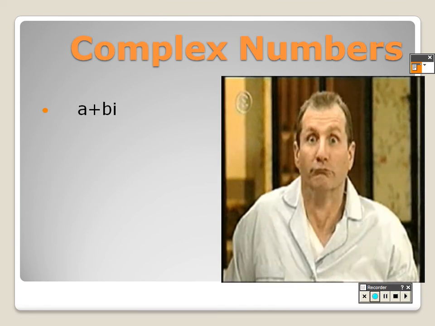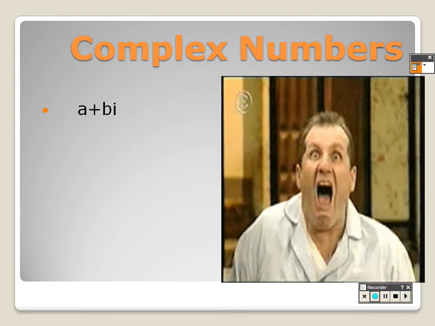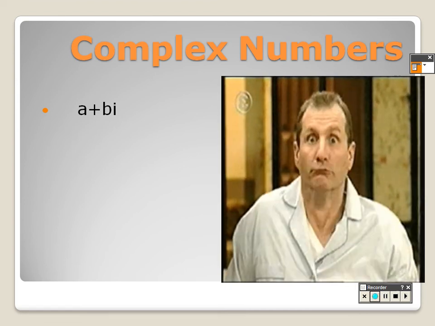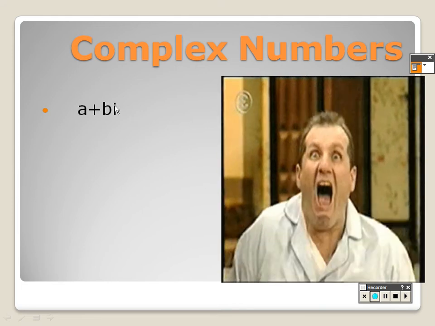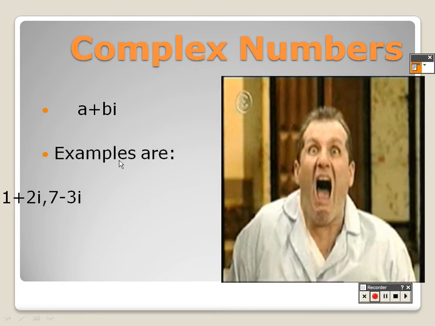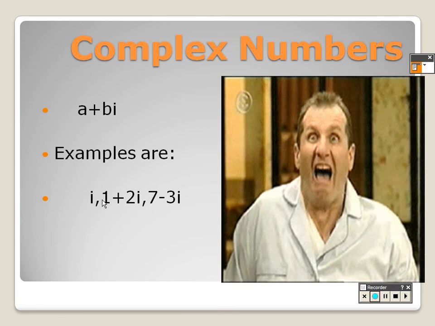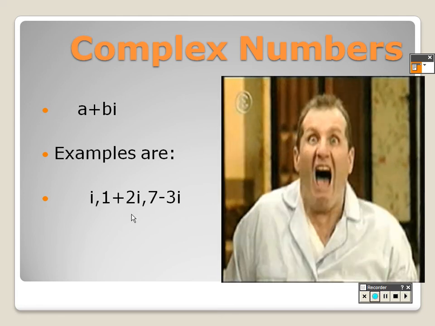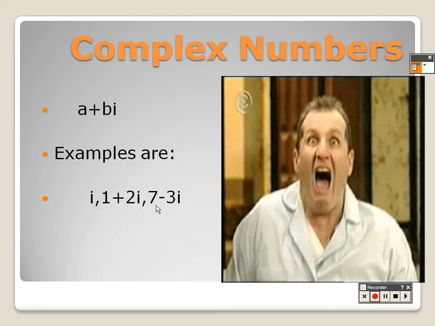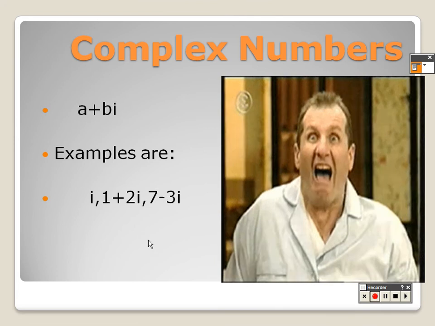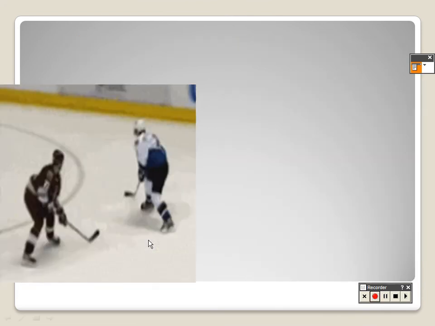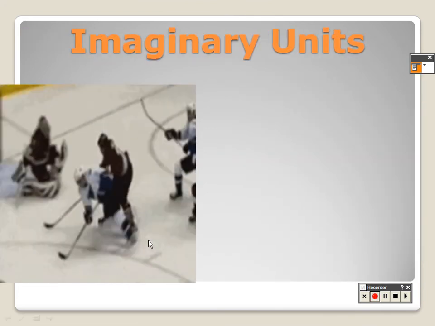So, complex numbers. You have a regular number, and then you have a number with an i. That i is imaginary. Okay, so this i here stands for an imaginary number. So you just have an i for an imaginary number. You have a real number plus an imaginary number, and you can have a real number minus an imaginary number as well.